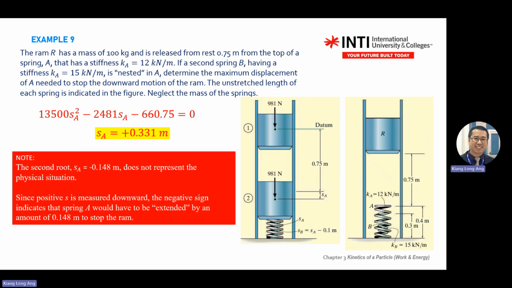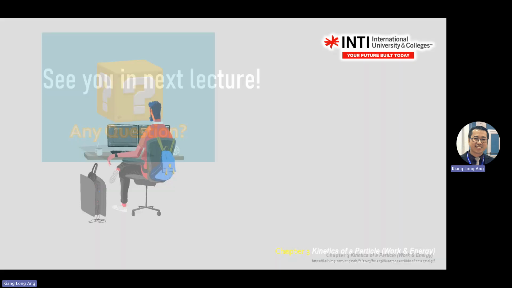So this one you go and read. I even give you the answer to the question I asked you in the class just now: why we cannot take the second route? Go and read. Okay, with this, we conclude chapter 3.